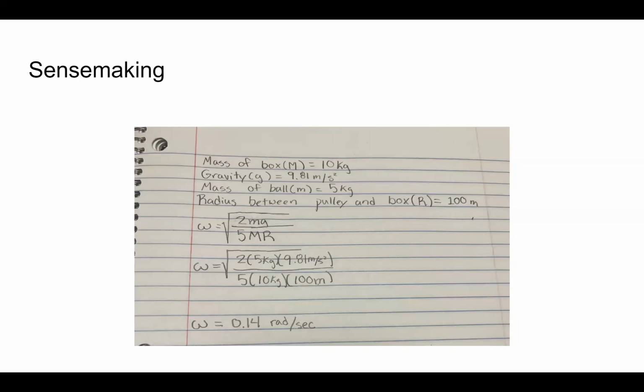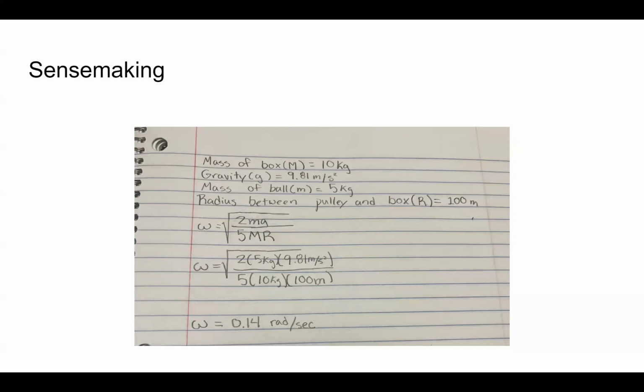Okay, sense making for numeric value. We solved the original problem or equation with a radius of 3. We got 0.809 radians per second. We want to see what will happen to the angular velocity if we increase the radius. So we change the radius from 3 meters to 100 meters. And as you can see from the calculation picture on the screen, it reduced the angular velocity pretty significantly.